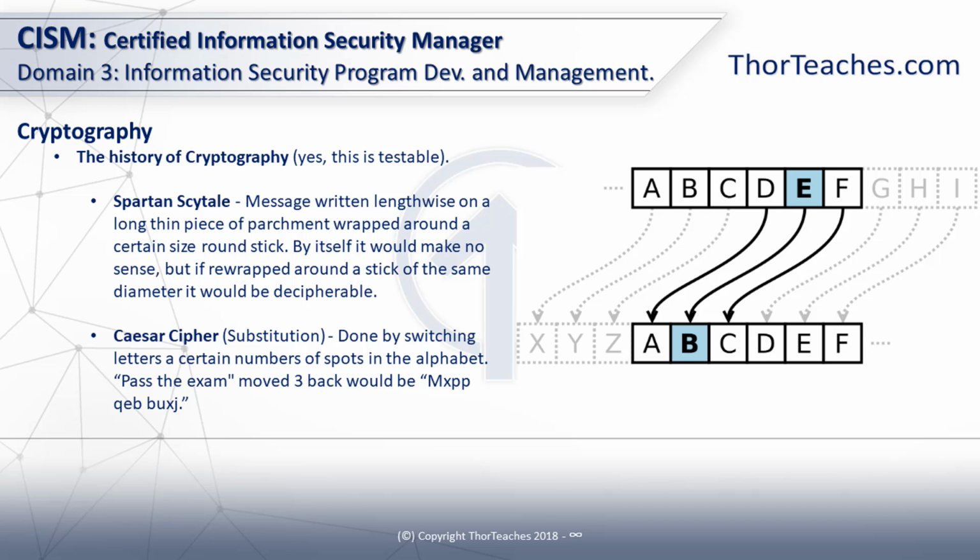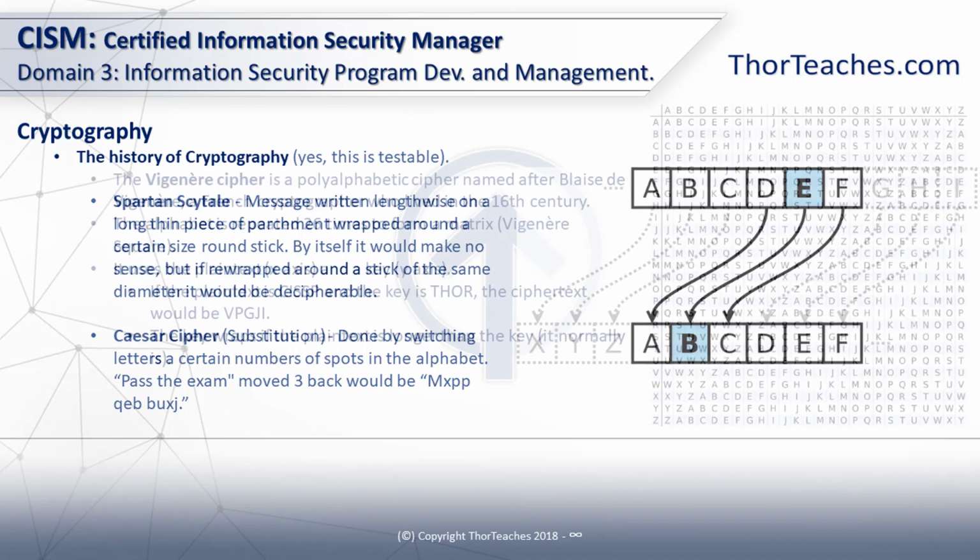The Caesar cipher is a substitution cipher, which was, yes, used by Caesar. And it's done by shifting the plaintext message a certain number of letters on the alphabet. If you look at the image on the right, you can see an E turns into a B, F into a C, D into an A. Again, it's incredibly easy to break now, but back then it was successful.